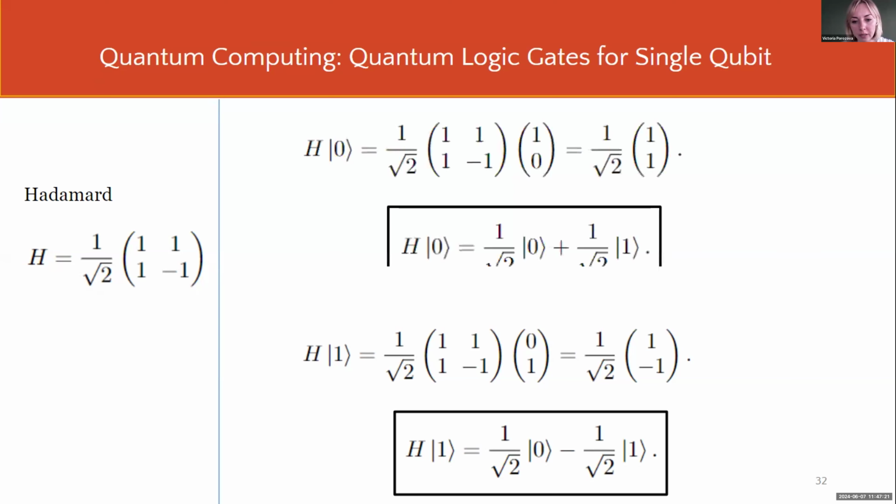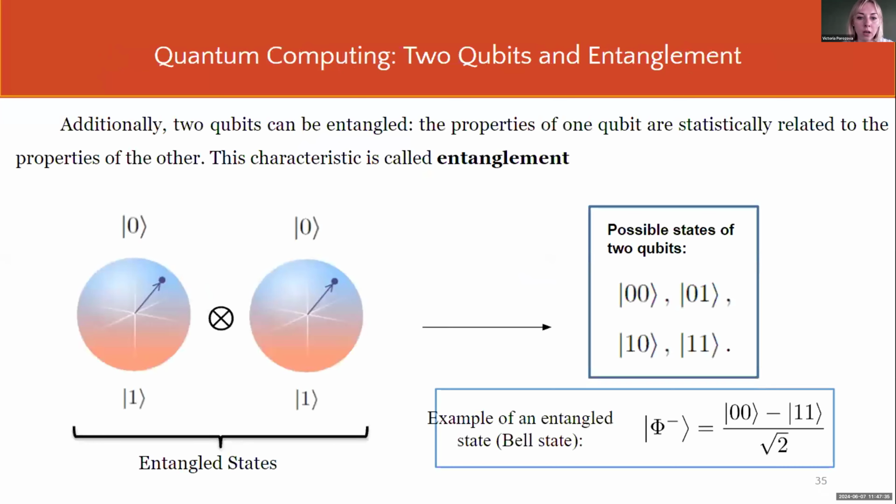As you can see, the Hadamard gate, when it acts upon 0 or 1, creates this superposition. We call these the plus and minus states. So it's like going to other bases; we're switching bases here. Also, we have another important property.